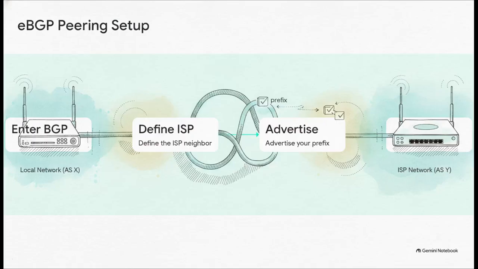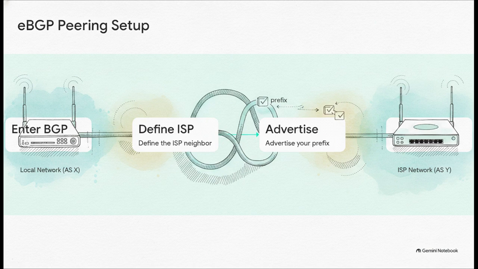Let's look at the exact steps to build this eBGP peering session. Step 1, you enter the BGP process using your autonomous system number. Step 2, you explicitly define the ISP neighbor's IP and their remote AS. Step 3, you advertise your specific IP prefix with the network mask command. When you're setting this up, follow these precise steps, but make absolutely sure your local IP block actually exists in your routing table before trying to advertise it.